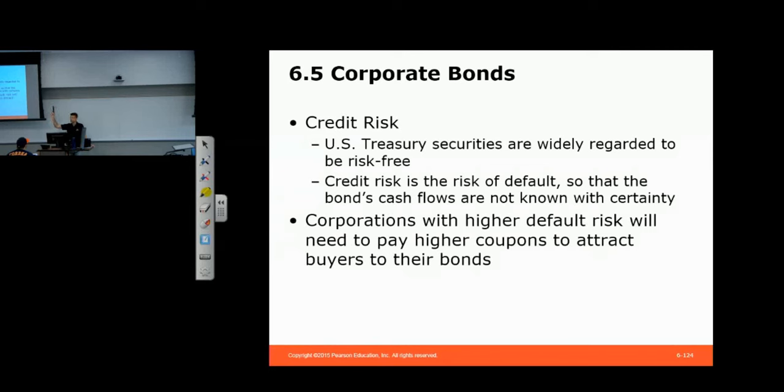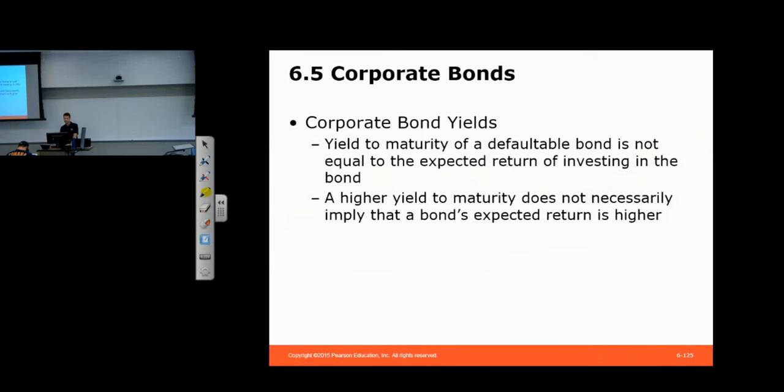iPhones, right? Nobody needed film cameras anymore. Everything went digital, right? So almost overnight, they were gone. So we have to have a way to price in this default risk because the payments aren't necessarily guaranteed.